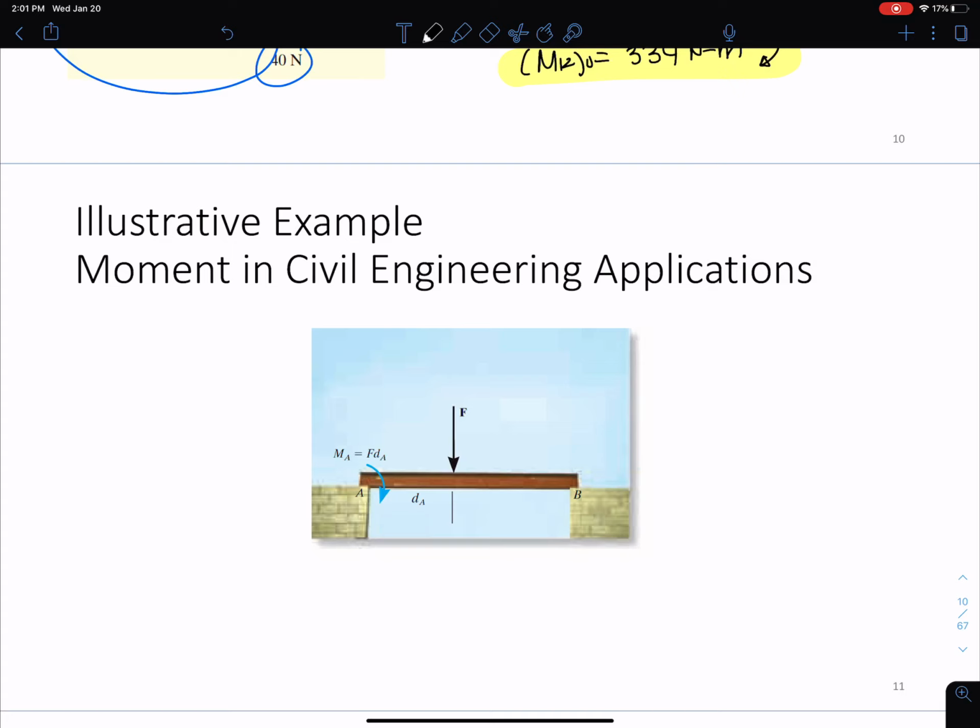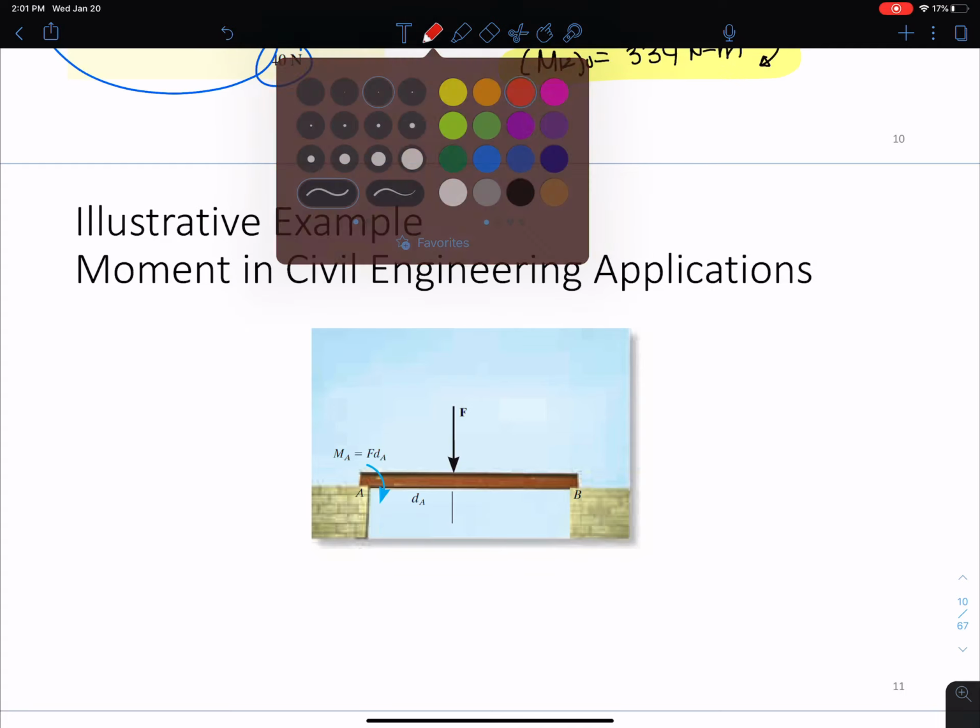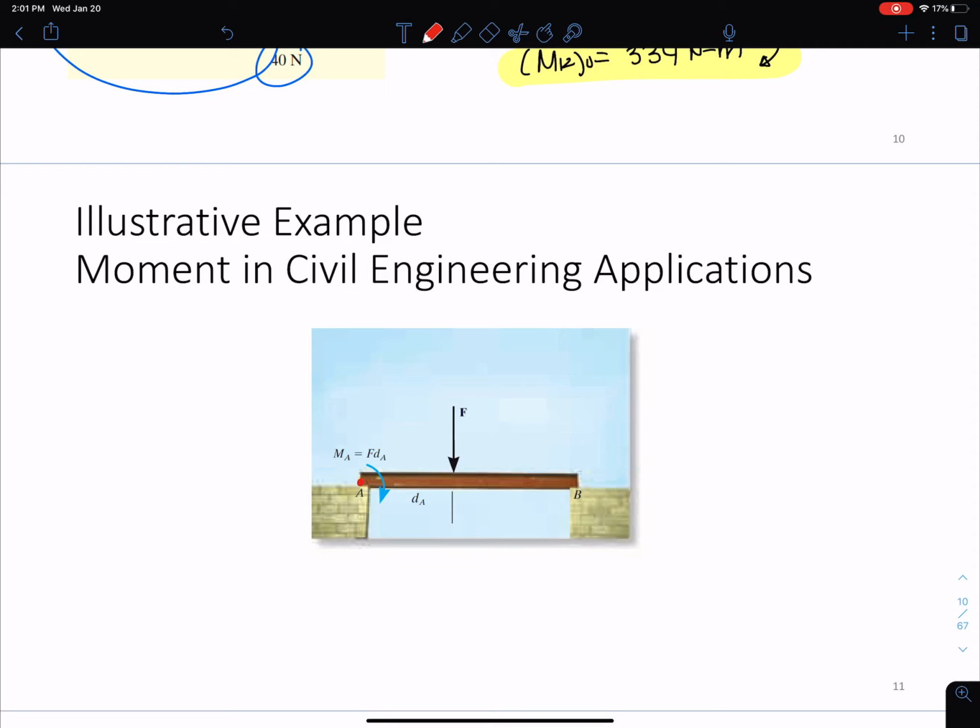So F here is going to cause the beam to rotate, right? If we're looking at point A, it would induce some clockwise moment about A, right? We would have MA equals force times distance D, the distance from A to the force, so F times D_A. Now, imagine if we remove this support B completely. We would see this fall down and we get some rotation here, right? So this support B is resisting rotation.